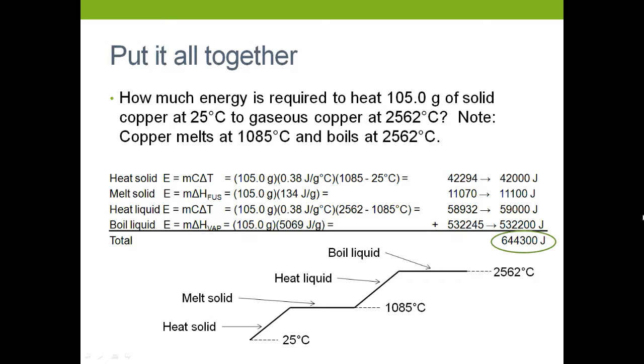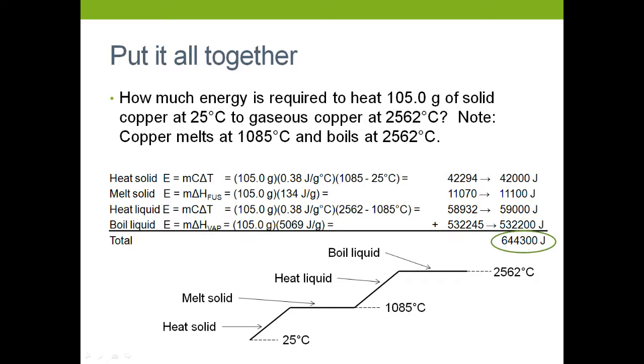To heat something, we use E equals mc delta T. So we have 105 times 0.38 joules per gram degrees Celsius. Our change in temperature is 1085 minus 25, and we get that product. Next, we have to melt the solid copper. We use E equals m delta H fuse. We have 105 grams and multiply it by 134 joules per gram.